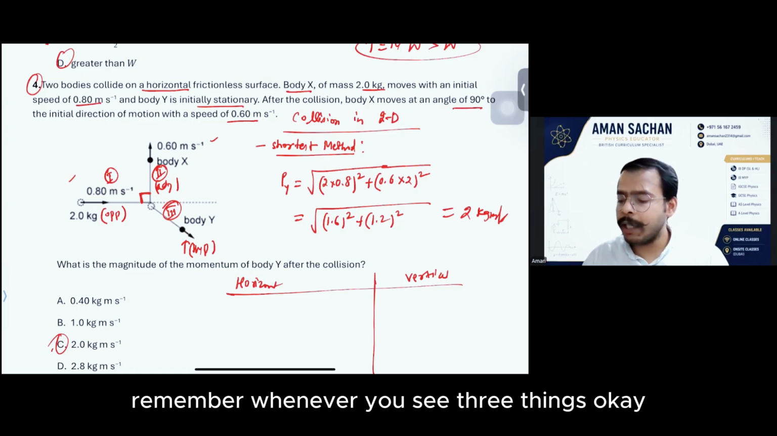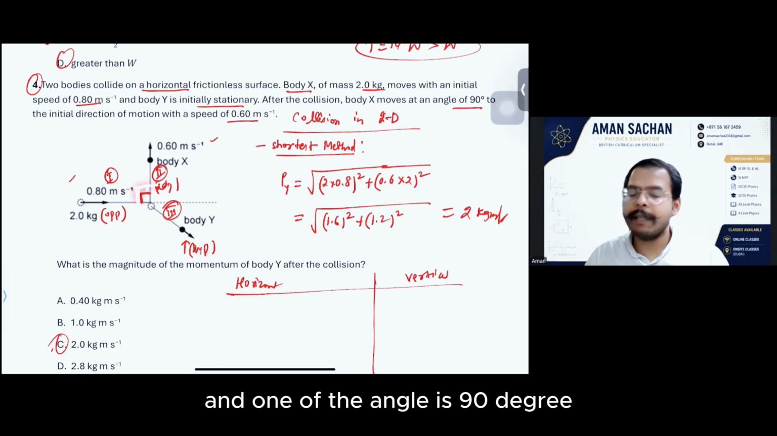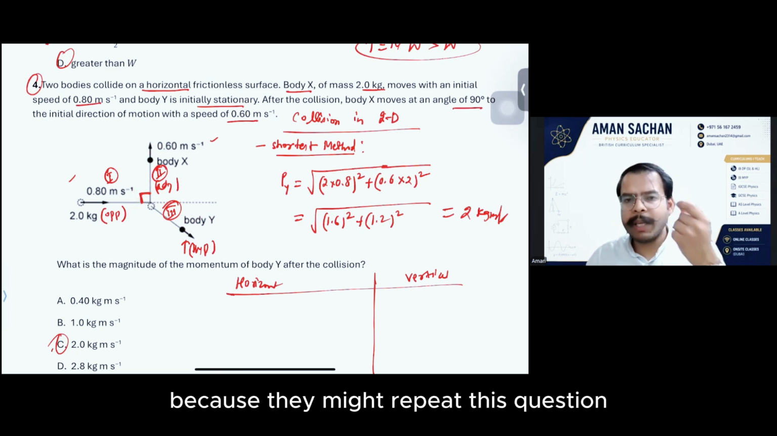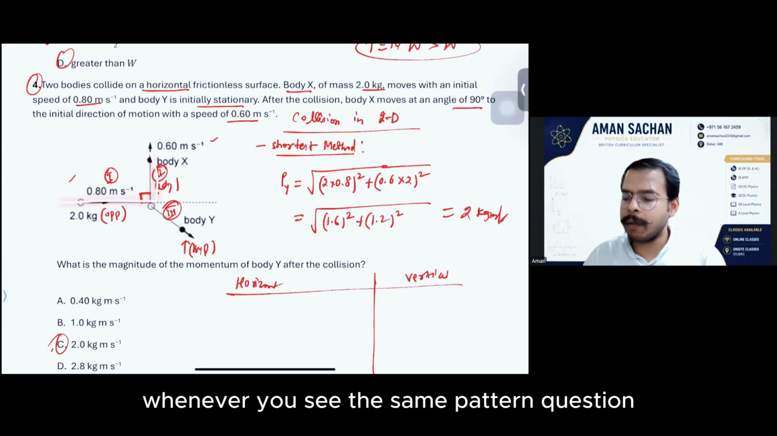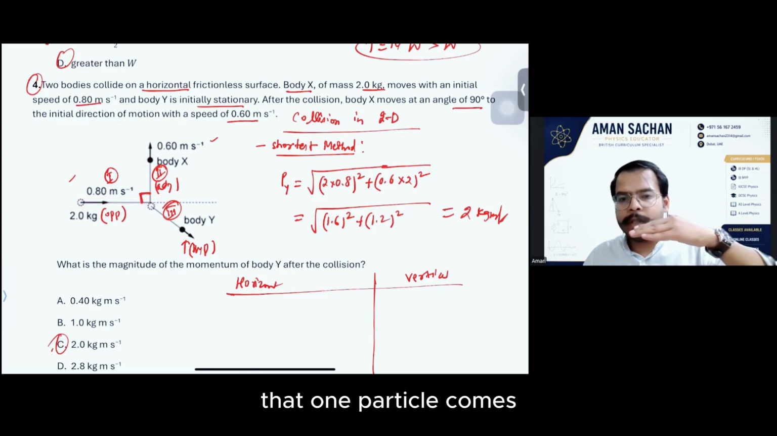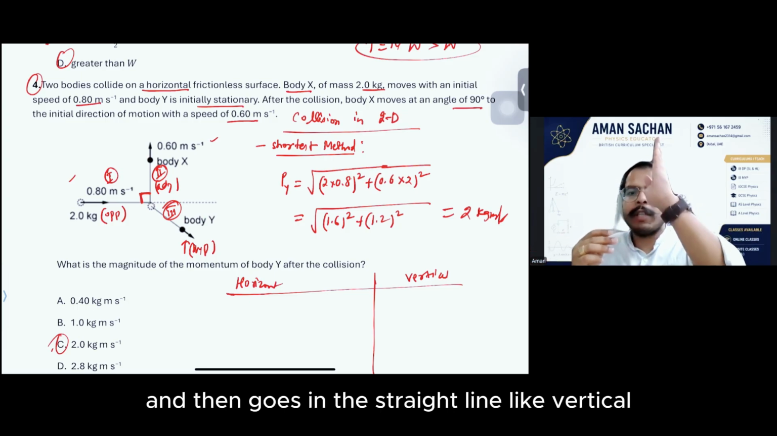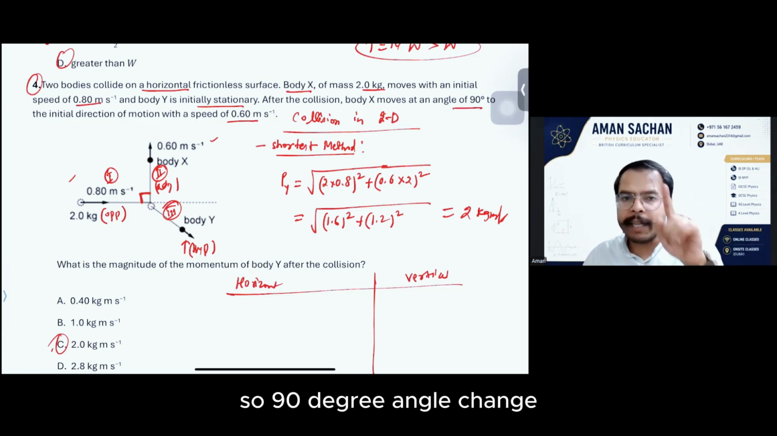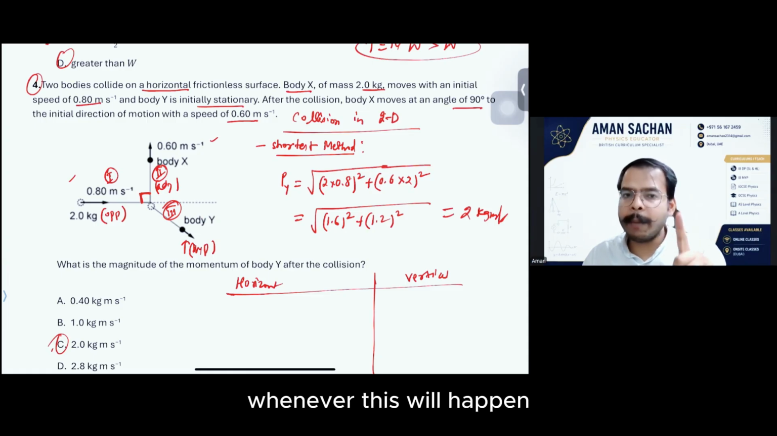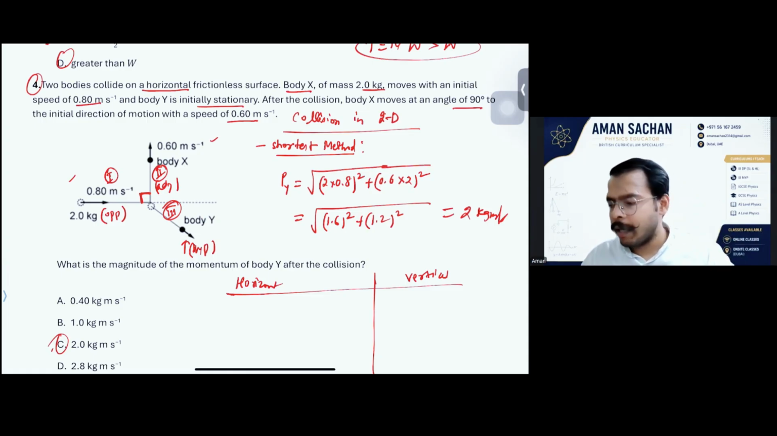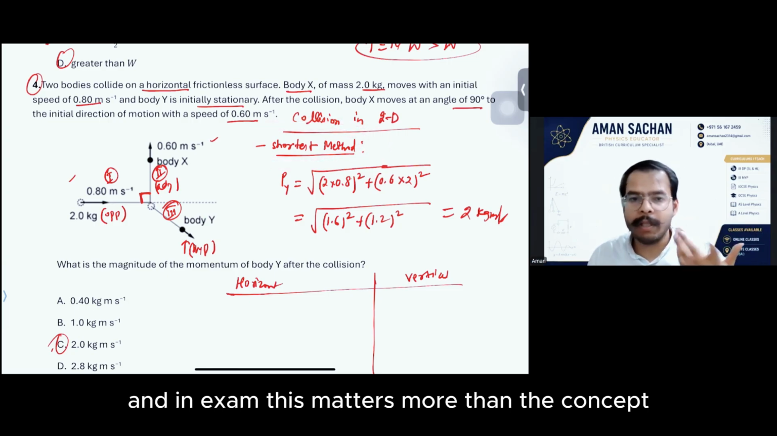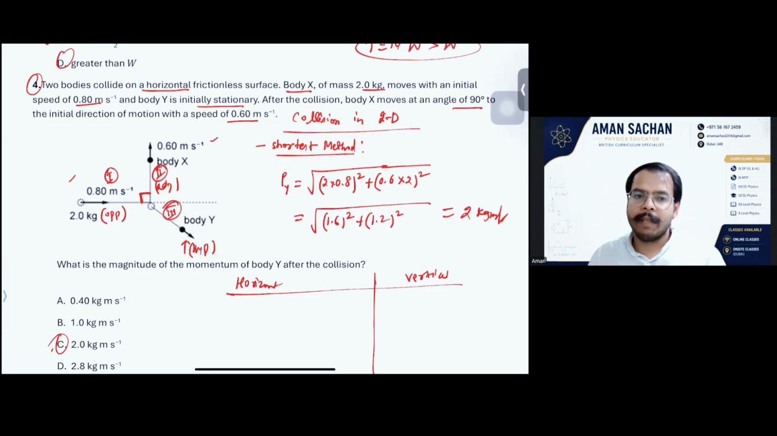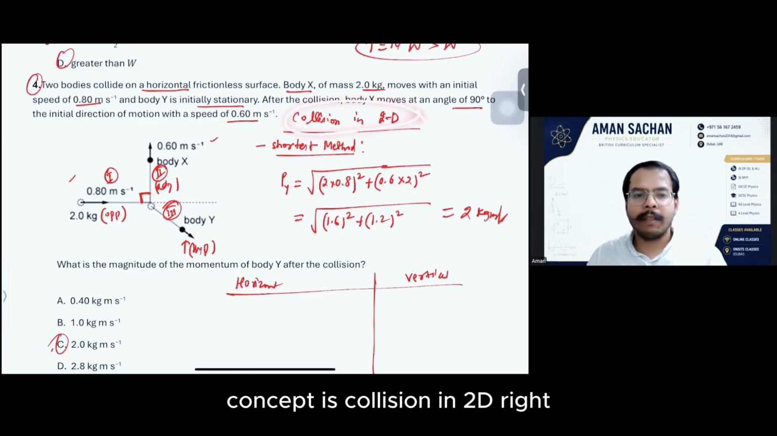Remember, whenever you see three things, and one of the angles is 90 degrees, because they might repeat this question, it's a good question. Whenever you see this same pattern, that one particle comes, collides, and then goes in a straight line, like vertical, so a 90-degree angle change, you always use Pythagoras. This is the shortest method to tackle this question. And in the exam, this matters more than the concept. The concept is collision in 2D, right?